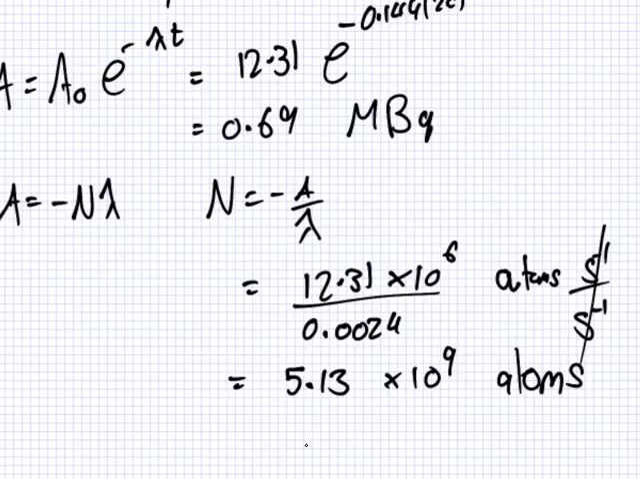But the A is not 12.31. It is, isn't it? At the beginning? It's the initial. B4.